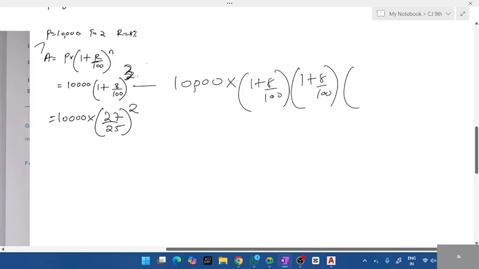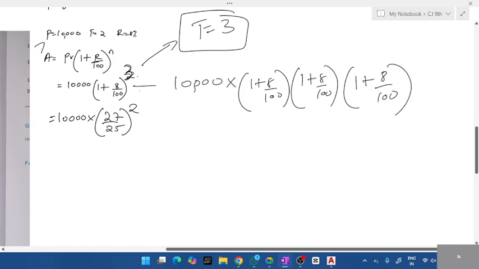So if it is 3, the time period will be how many years? The time period will be 3 years, 3 cycles, 1 plus 8 by 100. You can write it like this. Is the rate the same for all three years? Then you can write it like this. You can write the other type of question too.